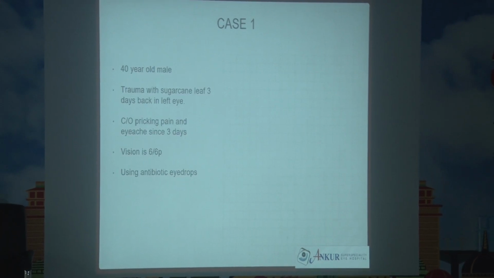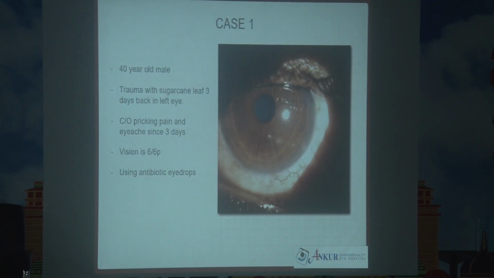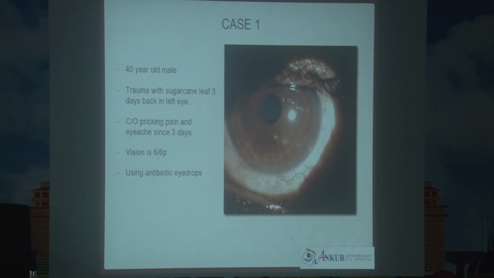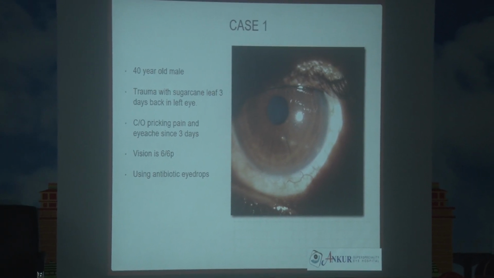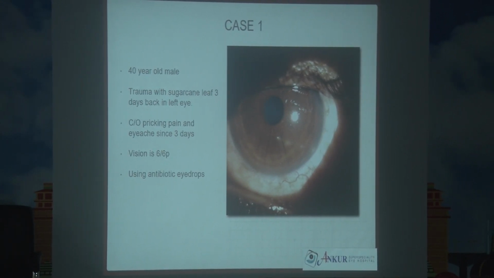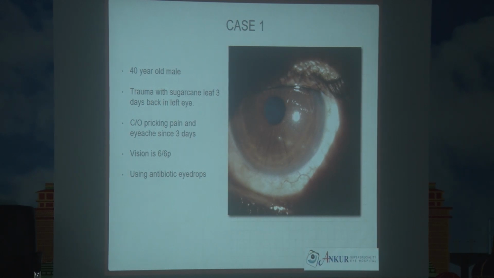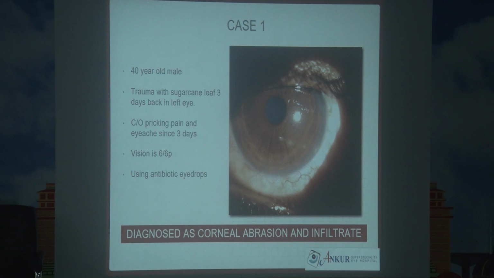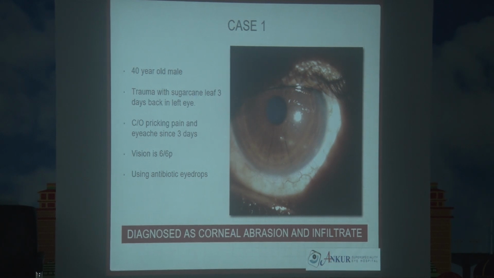So this first case, a 40-year-old male presented with injury with a sugarcane leaf 3 days back, pricking pain, eye pain, and was on antibiotic drops elsewhere. He was told that there is some infection on the cornea, it will resolve, and was diagnosed as corneal abrasion and infiltrate. Yes, it does look like infiltrate.